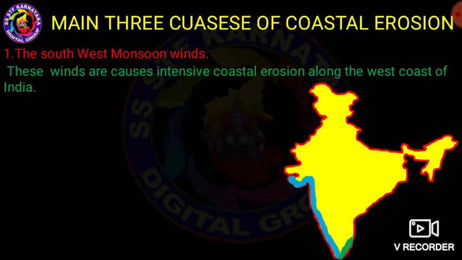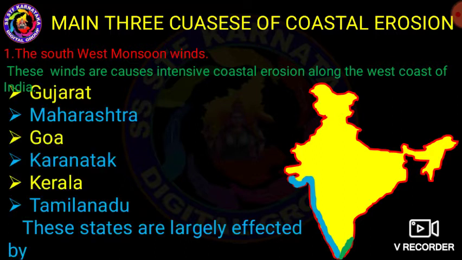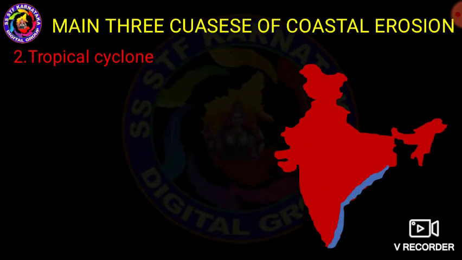My dear students, observe the map. The southwest monsoon winds cause intensive coastal erosion along the west coast of India. In the west coast of India, we can see Gujarat, Maharashtra, Goa, Karnataka, Kerala, and Tamil Nadu. These states are largely affected by coastal erosion. Understand? Then the second major cause of coastal erosion is tropical cyclone.